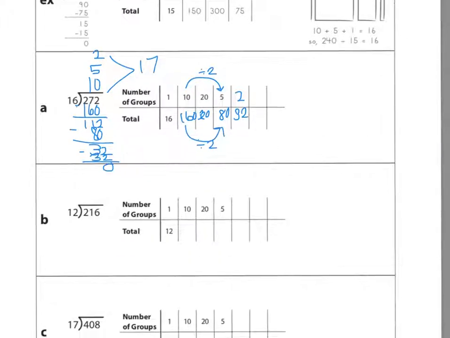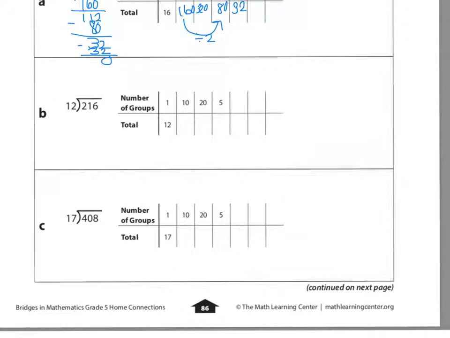Let's go to B. I have 216 divided by 12. So again, I'm going to fill out my ratio table first. 5 groups of 12 is half of 10. That's 60. I'm going to go ahead and do 2 groups of 12, which is 24. And let's think. Well, I can see over at my dividend that it's 216, and I have 120, and I have 240.